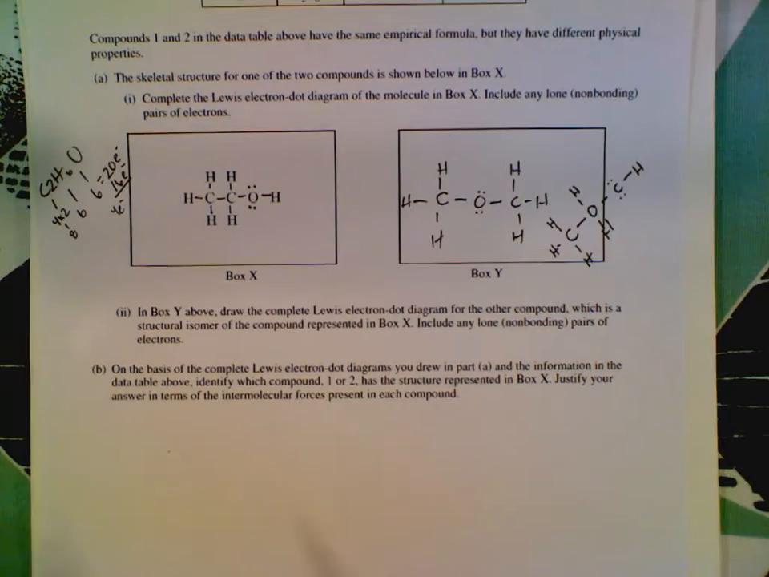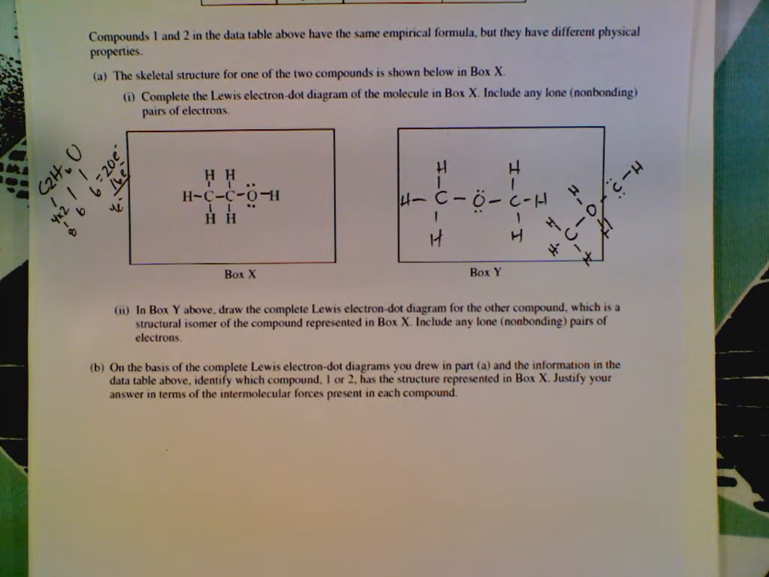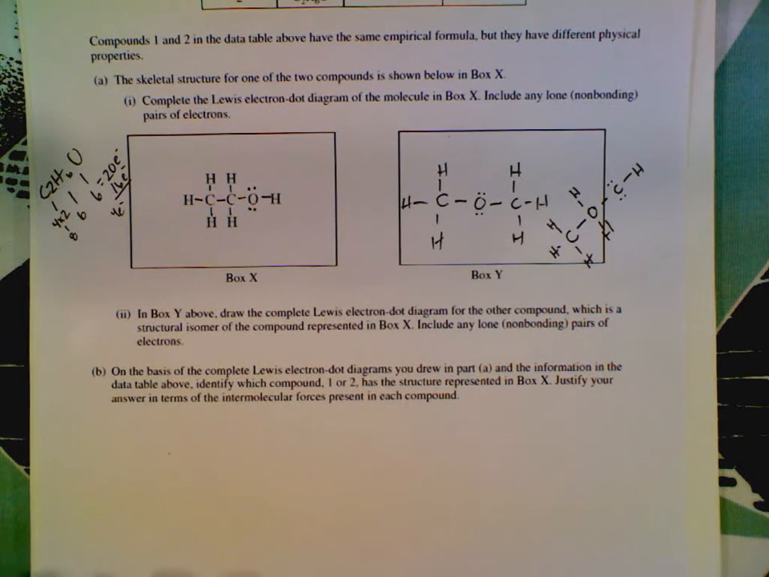Okay, for part B, it says on the basis of the complete Lewis electron dot diagrams you drew in part A, and the information in the data table above, identify which compound, 1 or 2, has the structure represented by box X. Justify your answer in terms of the intermolecular forces.